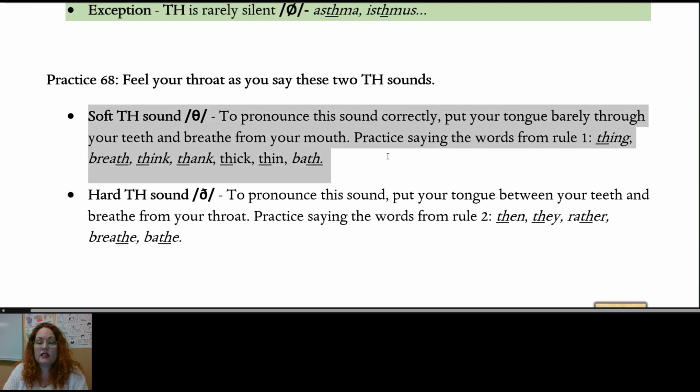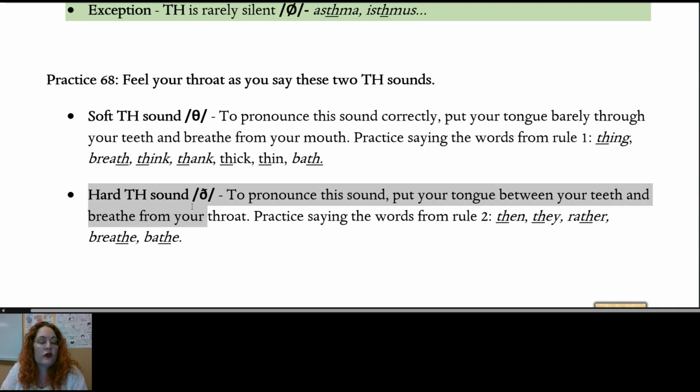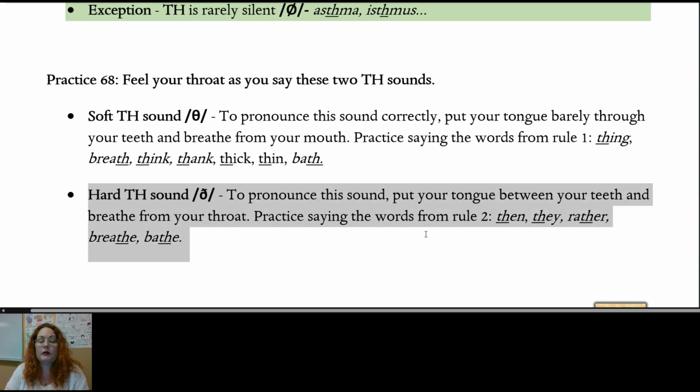The soft th, again, put your tongue barely through your teeth, breathe from your mouth, and practice these words. Thing, breath, think, thank, thick, thin, bath. For the hard th sound, put your tongue between your teeth and breathe from your throat with words like then, they, rather, breathe, and bathe.